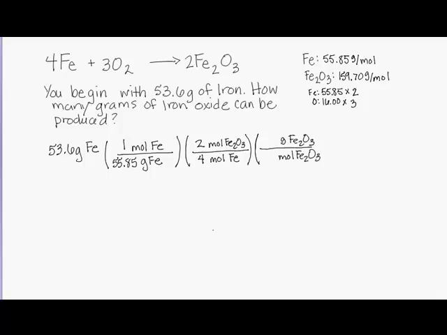To do this, we'll use the molar mass for iron oxide that we calculated before. It will be 159.70 grams of iron oxide in 1 mole. Now all we have to do is complete the calculation to find our answer. Once we've put these numbers into our calculator, we should find that we have 76.6 grams of iron oxide.